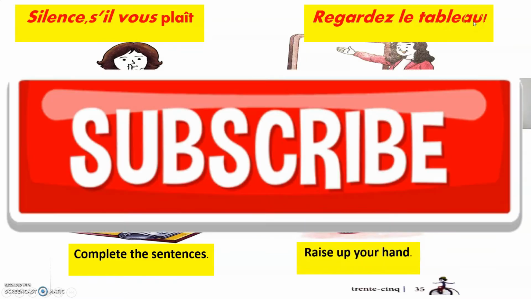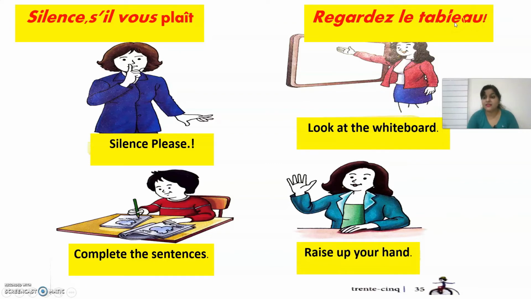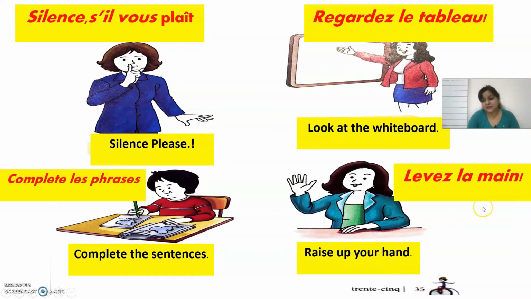Regardez le tableau. Le tableau is the whiteboard. Complète les phrases. Raise up your hand. Levez la main. Again repeat after me and say, silence s'il vous plaît. Regardez le tableau. Complète les phrases et levez la main. Très bien. Now let's move ahead.